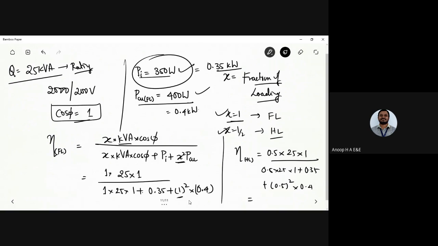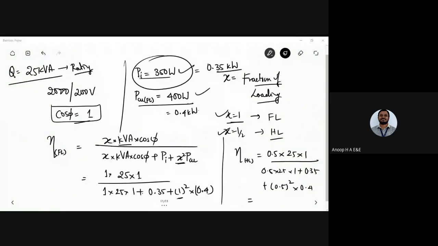Yeah, for half load. What is for half load? Yeah, anyone in the meeting? What is the answer for half load? Anyone? It is 0.5 into 25. Yes, Ranjana? 96.52. Exactly right.